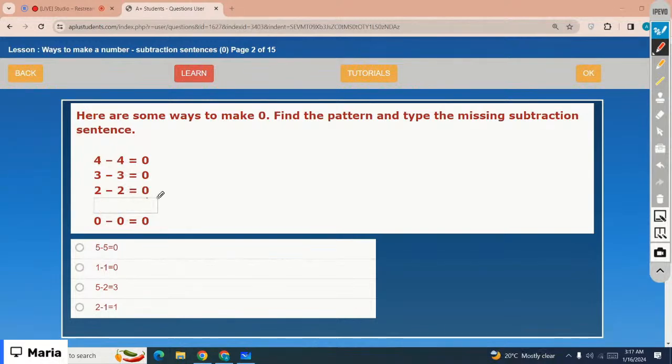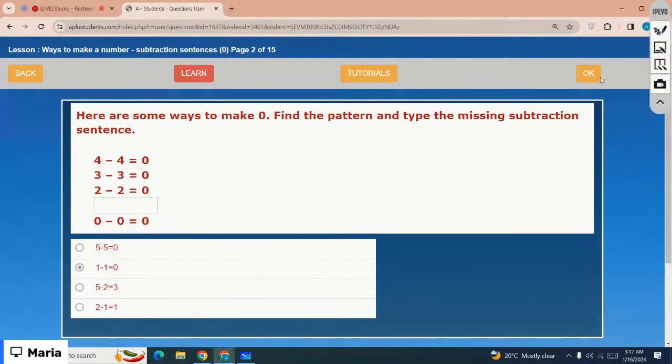Hi Samuel, if you have any question you can please ask. So the correct option is 1 minus 1 equals 0. Got it?